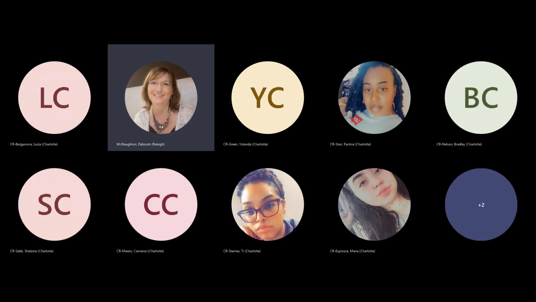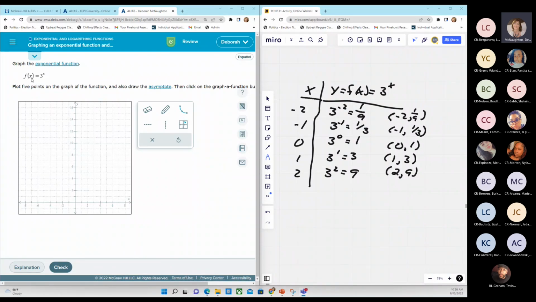So to graph an exponential function, our function is f of x equals 3 to the x. You're going to create a table of x values and y values because you need to first graph 5 points. So I recommend always set your x values to -2, -1, 0, 1, and 2. And then y is 3 raised to the x.